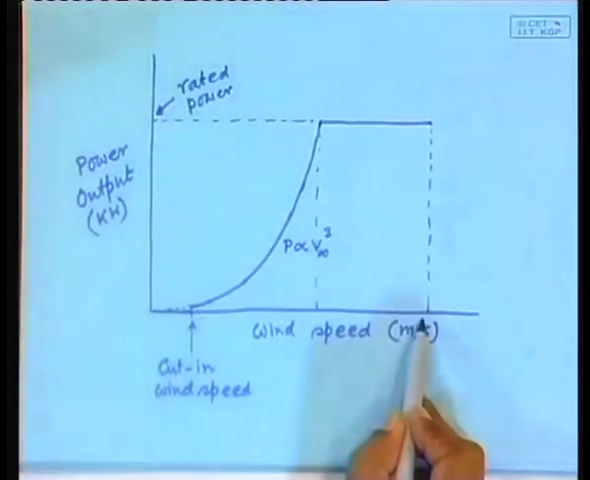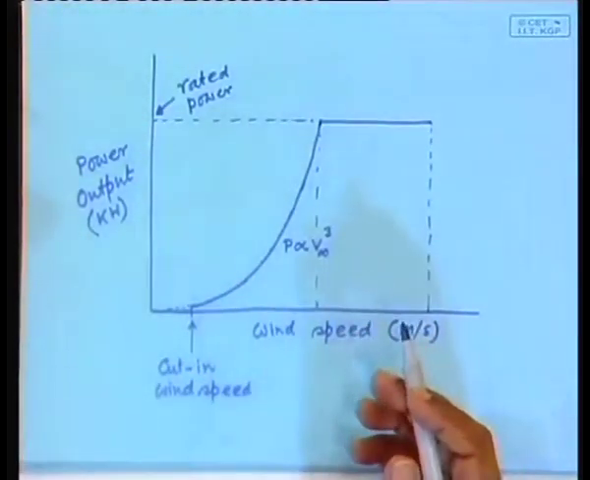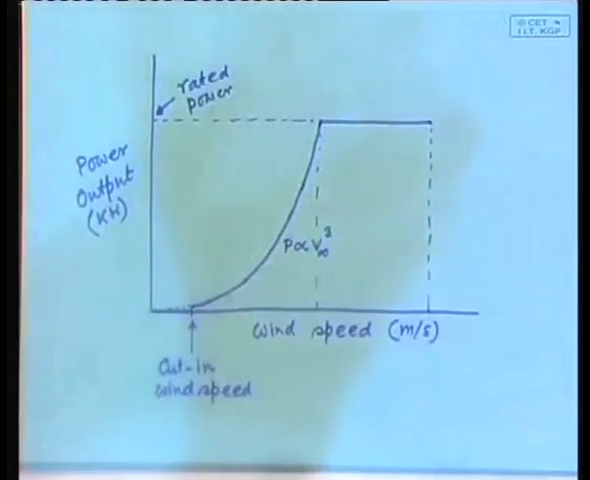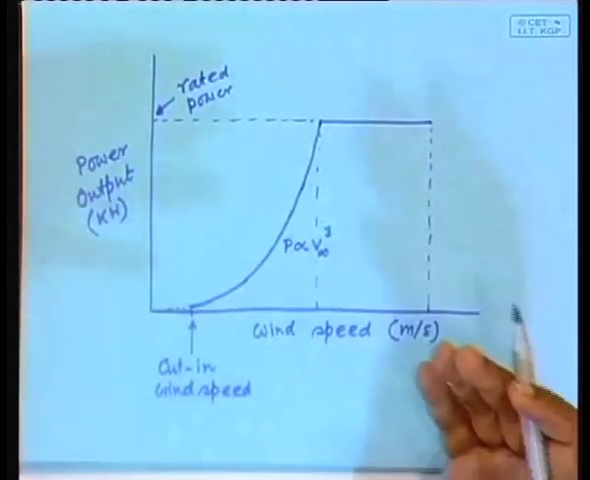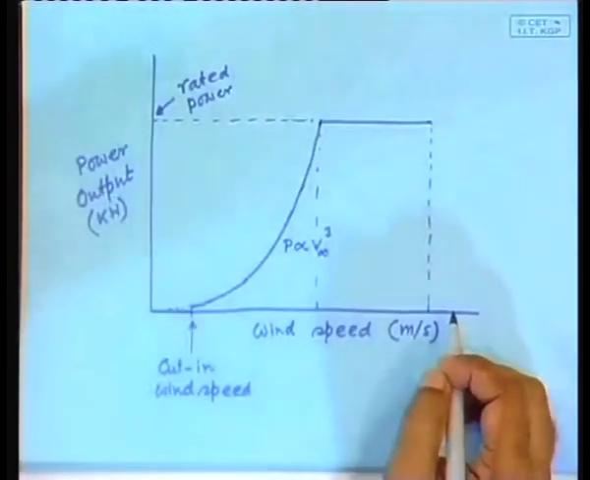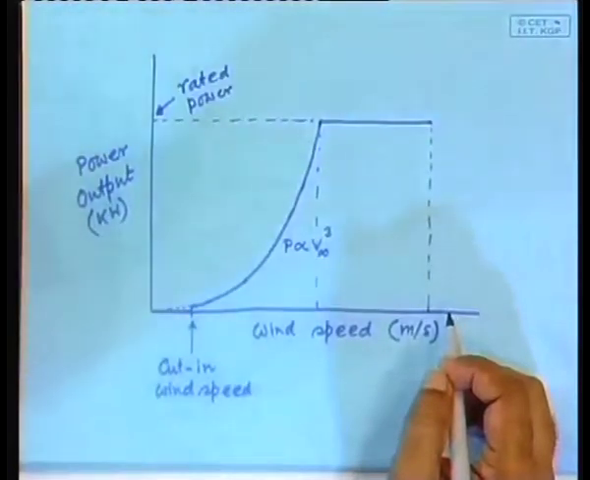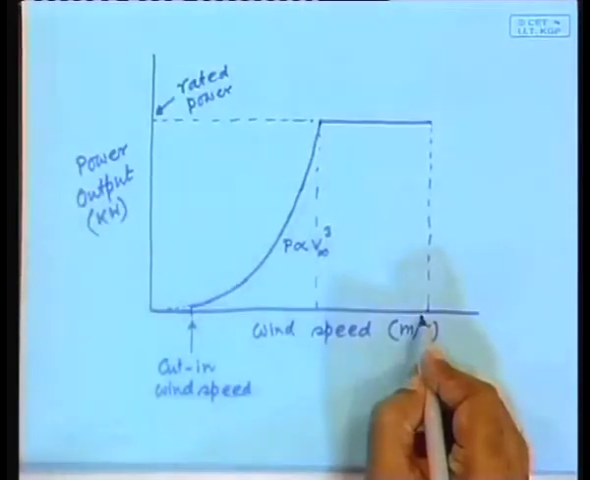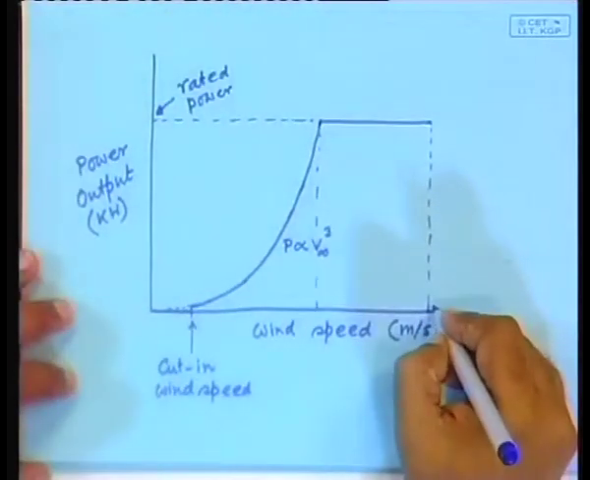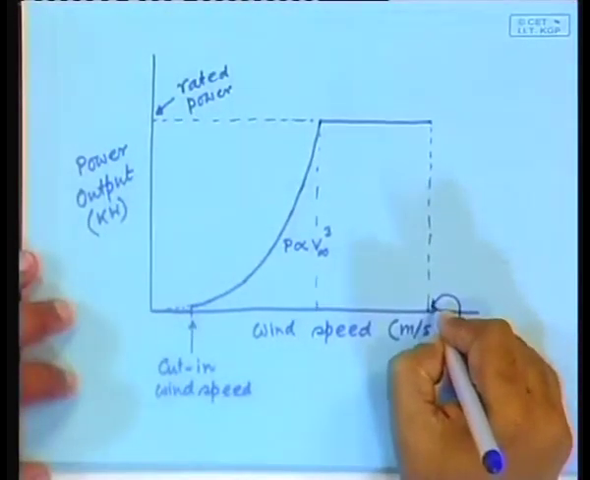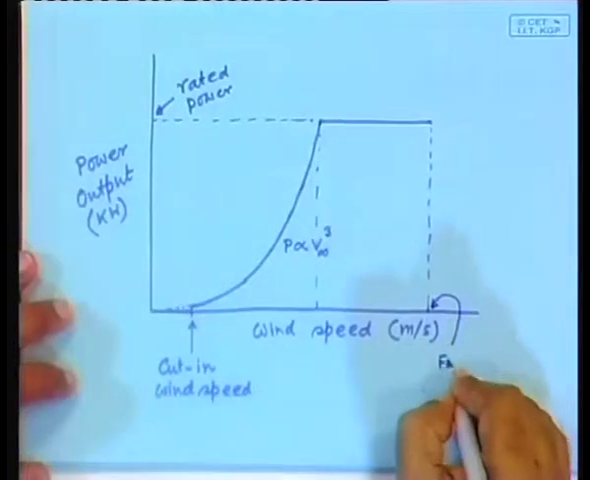If it is too high, then what happens? At some point of time, you have to engage your protection mechanism. That means, you cannot allow the wind turbine to rotate any further, you have to stop it. Why? Because if it does not, then the stresses will be so high that the wind turbine blades may break. So, at this point it has to be stopped. This wind speed is called the furling wind speed or cutout wind speed.